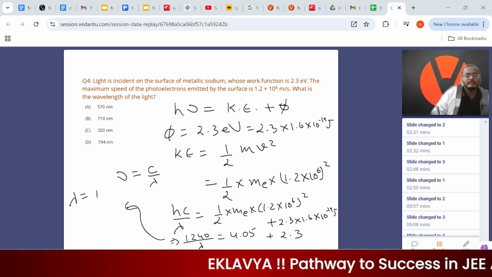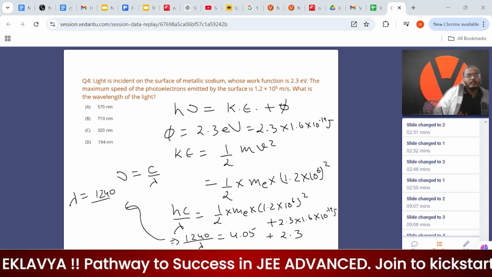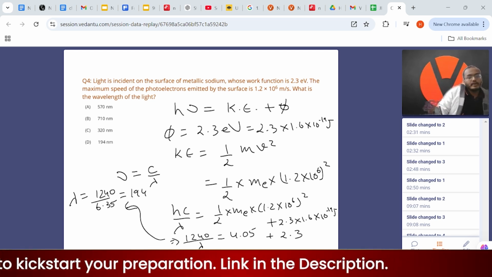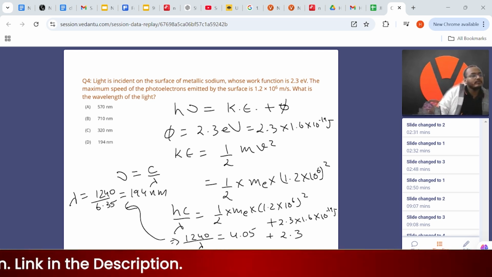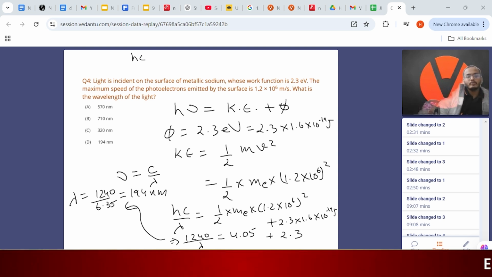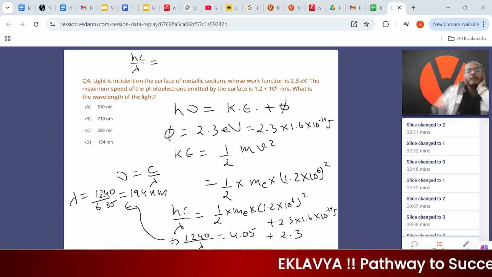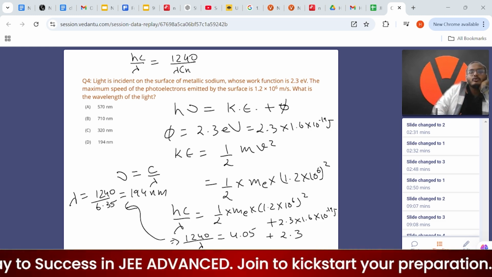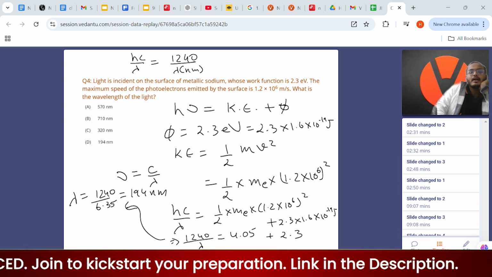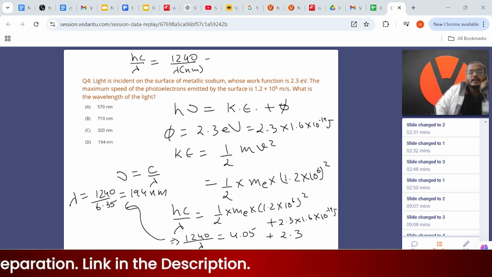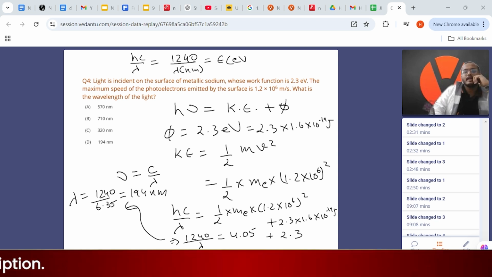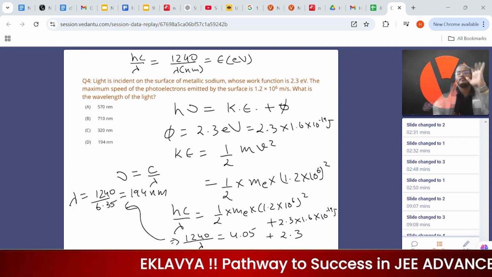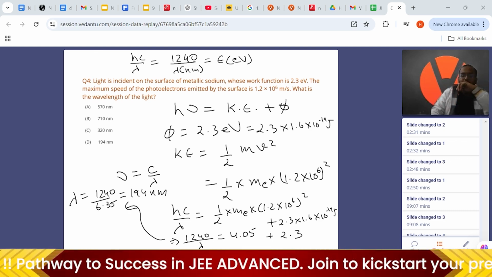Now let's come to here. From here, my lambda will be equal to 1240 divided by 6.35, so it will be almost equal to 194 nanometers. The important point to remember is that hc by lambda is equal to 1240 divided by lambda, where lambda is in nanometers, and this value you are looking for is the energy E, which is in electron volt. So you need to convert all these values into electron volts.